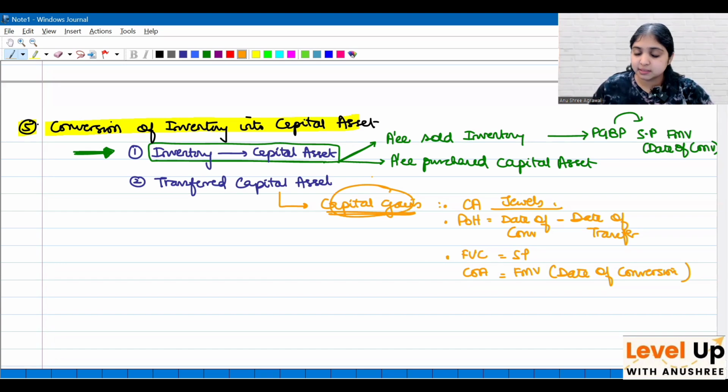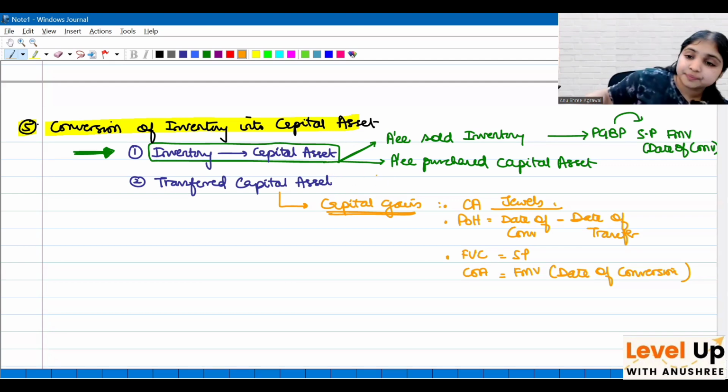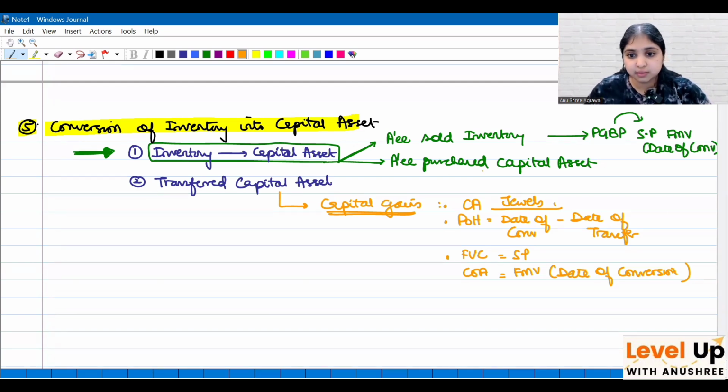Under capital gains, your period of holding will start on the date of conversion, because on the date of conversion only, I am assuming that you purchased the capital asset. So the date of conversion will be the starting point of your period of holding. Your cost of acquisition: in reality, you did not pay to acquire this, but imagine what if you had paid? If you had purchased the asset, you would have purchased it by paying FMV on this date. So you take FMV on the date of conversion.